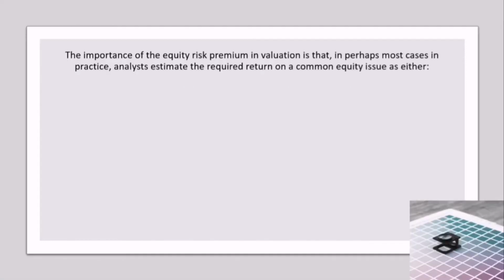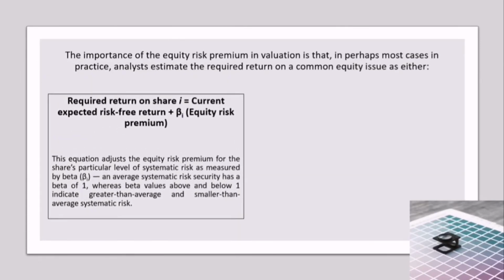The importance of the equity risk premium evaluation is that in perhaps most cases in practice, analysts estimate the required return on a common equity issue as: required return on share i equals the current expected risk-free return plus beta times the equity risk premium. This equation adjusts the equity risk premium for the share's particular level of systematic risk as measured by beta. An average systematic risk security has a beta of 1, whereas beta values above and below 1 indicate greater than average and smaller than average systematic risk.